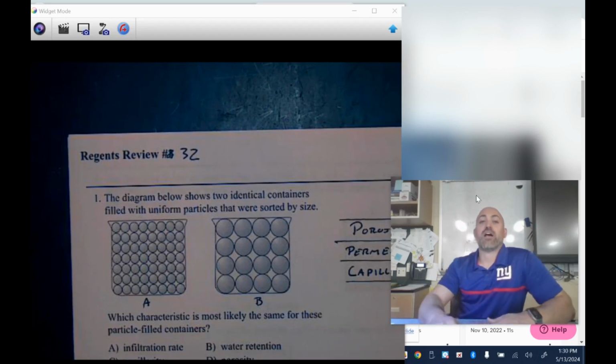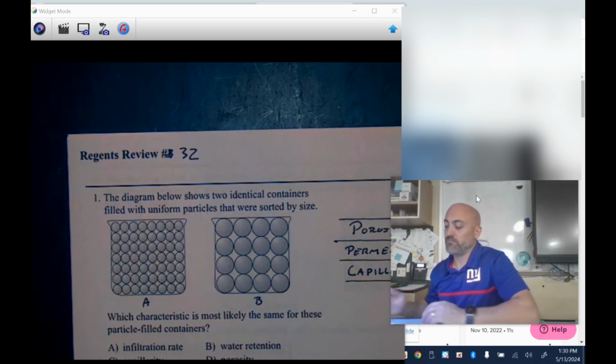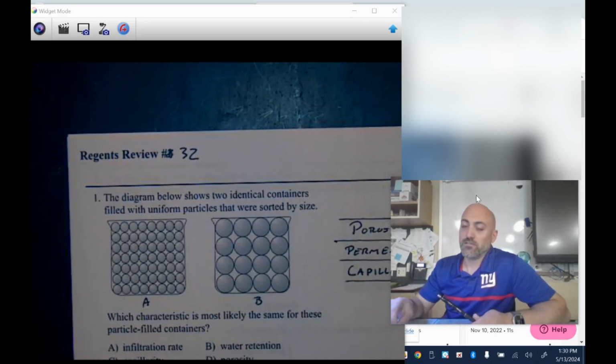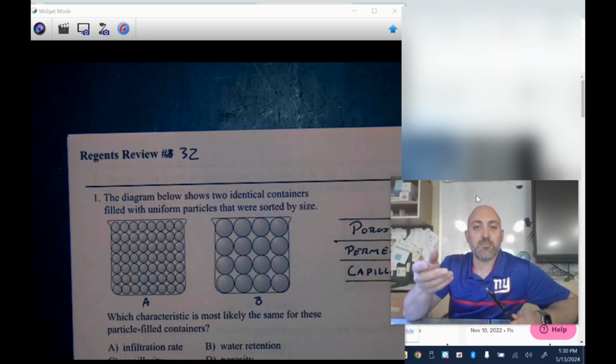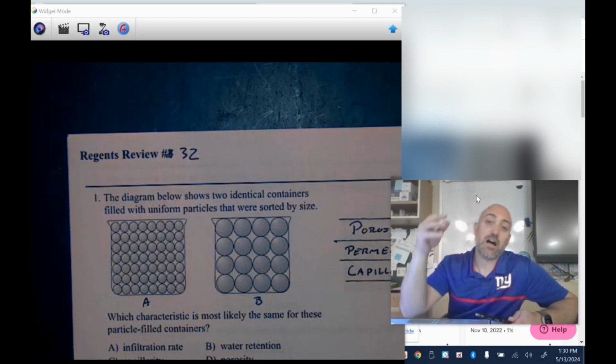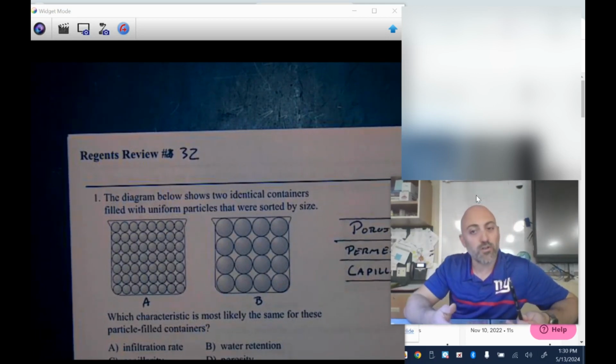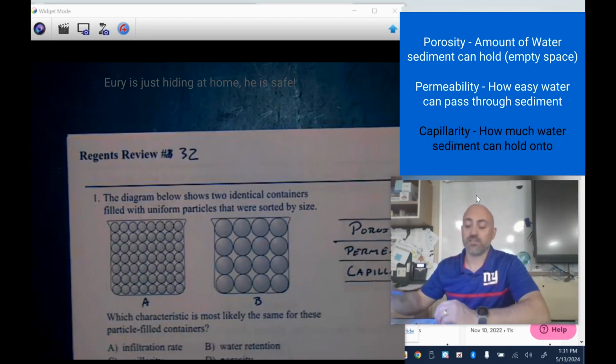So porosity, permeability, and infiltration. Basically, properties of sediment. How much water can it hold? How fast can the water go through? There's like 4 vocab words that you really want to make sure you know. When we look over here, I'm going to color all these in.